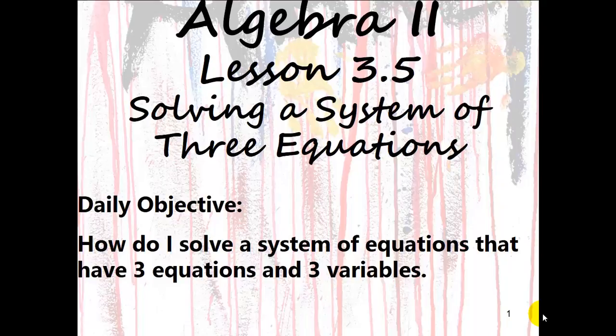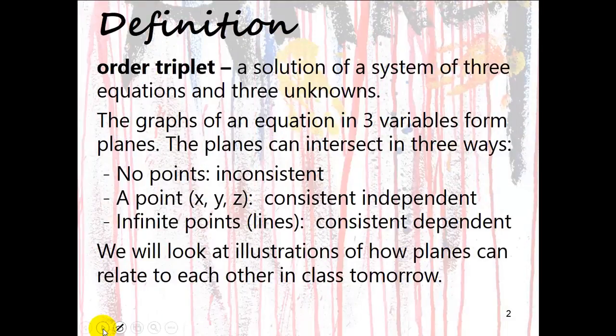Hi, we're going to skip a couple of sections and go to solving a system of three equations which have three different variables. So when we get a solution, we'll have an x-coordinate, a y-coordinate, and a z-coordinate. We call that XYZ an ordered triplet, and it's a solution of a system of three equations with three unknowns. Now we're actually dealing with planes, and we're not going to graph planes because that's really difficult to do.